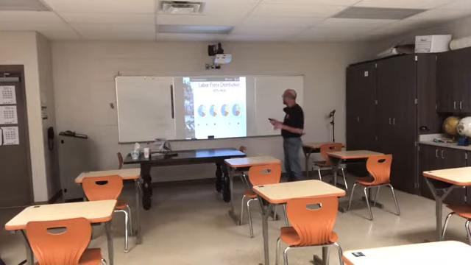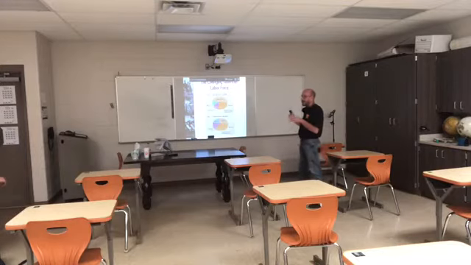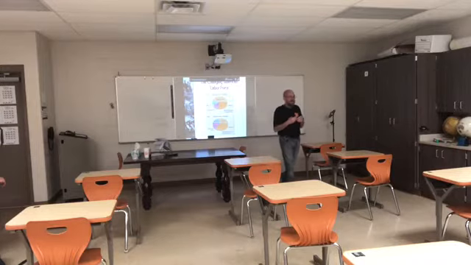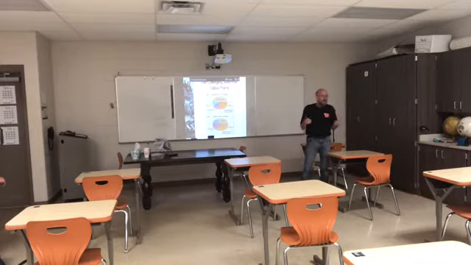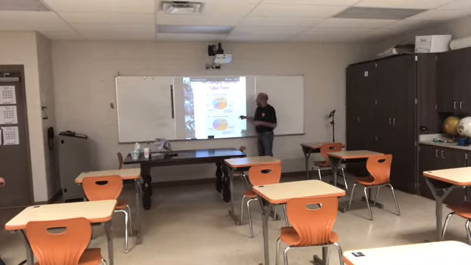But if we break this down a little bit further, this is the changing labor force from 1870 to 1910. What's the big change that you see happening immediately? Agriculture. Agriculture goes from 50% down to 31%. That means a lot of farmers have been put out of work, okay? And we talked about how that happened in an earlier lecture: the development of things like the steel plow and mechanical reaper. It made it much, much easier. We also have a labor force that's gone from 12 million to 36 million.